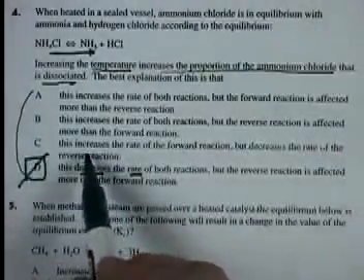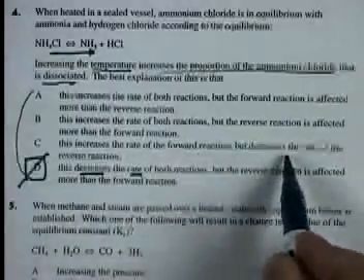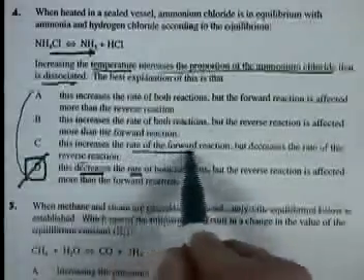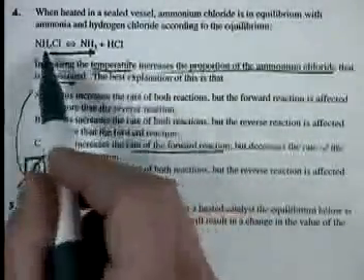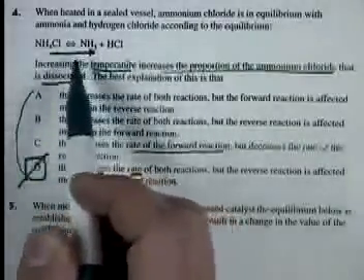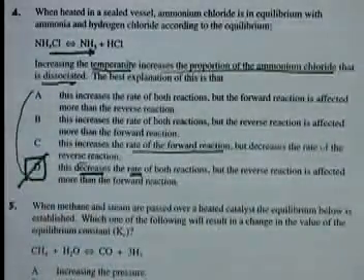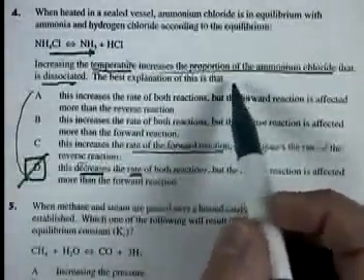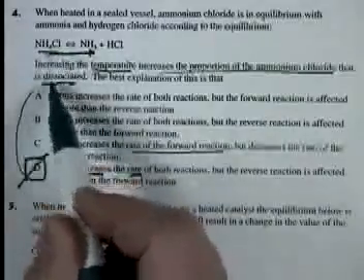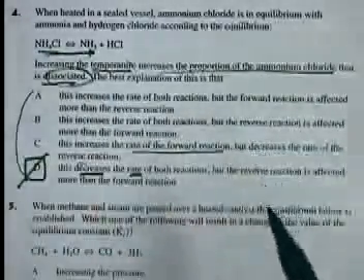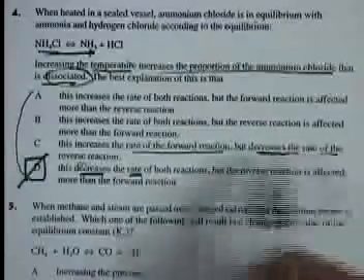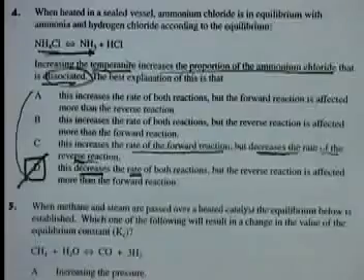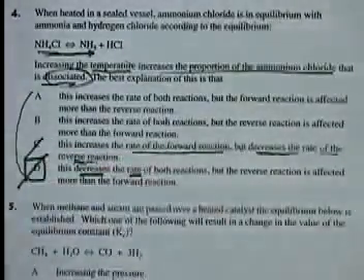Letter C, this increases the rate of the forward reaction, but decreases the rate of the reverse reaction. Well, I would agree that it does increase the rate of the forward reaction, because you increase the temperature. Molecules smash together more, and it should increase the rate of the reaction. And we're told that it decreases the amount of NH4Cl that's dissociated, so the forward reaction is going faster. But it says that it decreases the rate of the reverse reaction. Well, how can you increase the temperature and not have more collisions and therefore a faster reaction? So C is not a very good choice either.